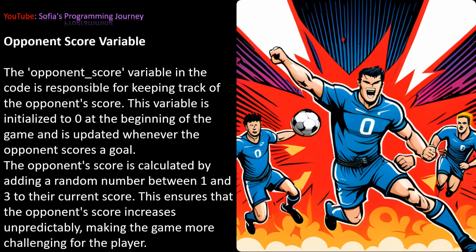The opponent's score variable in the code is responsible for keeping track of the opponent's score. This variable is initialized to 0 at the beginning of the game and is updated whenever the opponent scores a goal. The opponent's score is calculated by adding a random number between 1 and 3 to their current score. This ensures that the opponent's score increases unpredictably, making the game more challenging for the player.